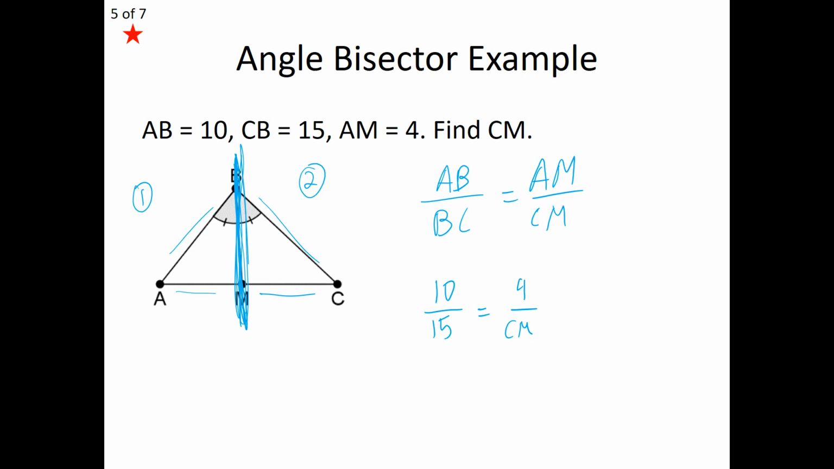And now what we can do is cross multiply and divide. So I'm going to cross multiply here. 10 times CM is just 10 CM. Oops, let's clean that up a little bit. 10 CM. 4 times 15, that's a 4, by the way. Let's fix that. 4 times 15 is 60. And then divide by 10 on both sides. CM is equal to 6. And there we have it.